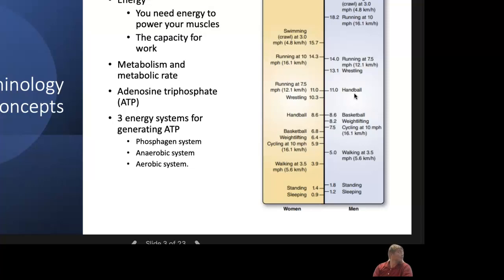So basketball, weightlifting, cycling, and oddly enough, men, well, not really. Men have higher calorie burning per minute than women. Sorry, it's the testosterone.